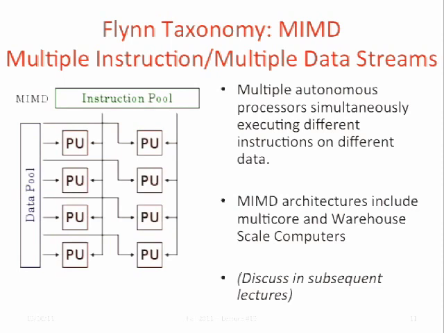Okay, so that's Flynn's taxonomy. The easy thing there is you got two options in each dimension, right? The data dimension and the instruction dimension. 2 times 2 is 4. That gives you 4 possible architectures or classifications of architectures.